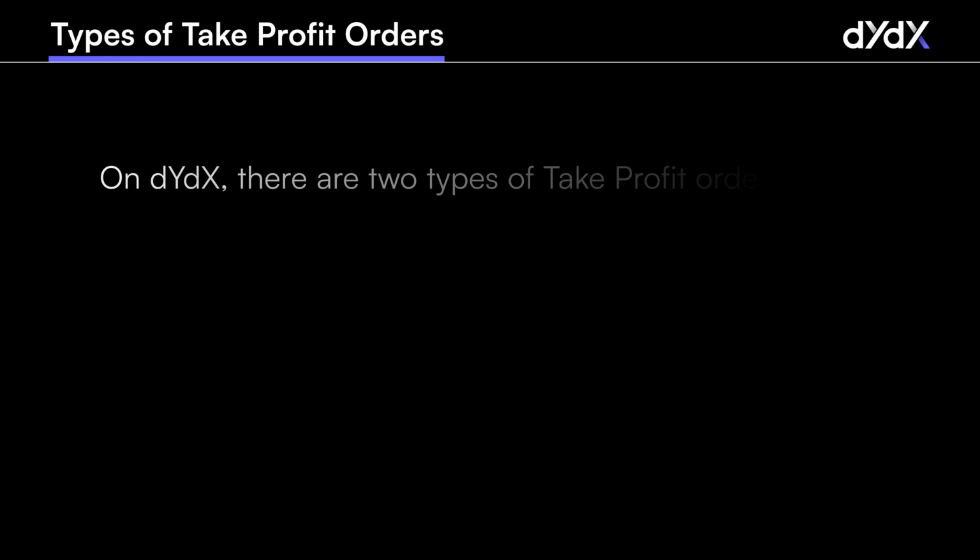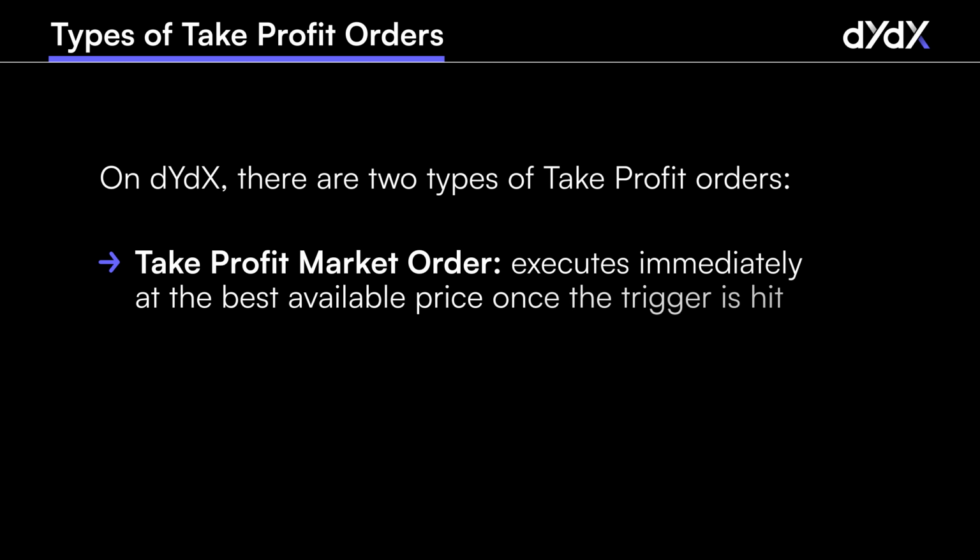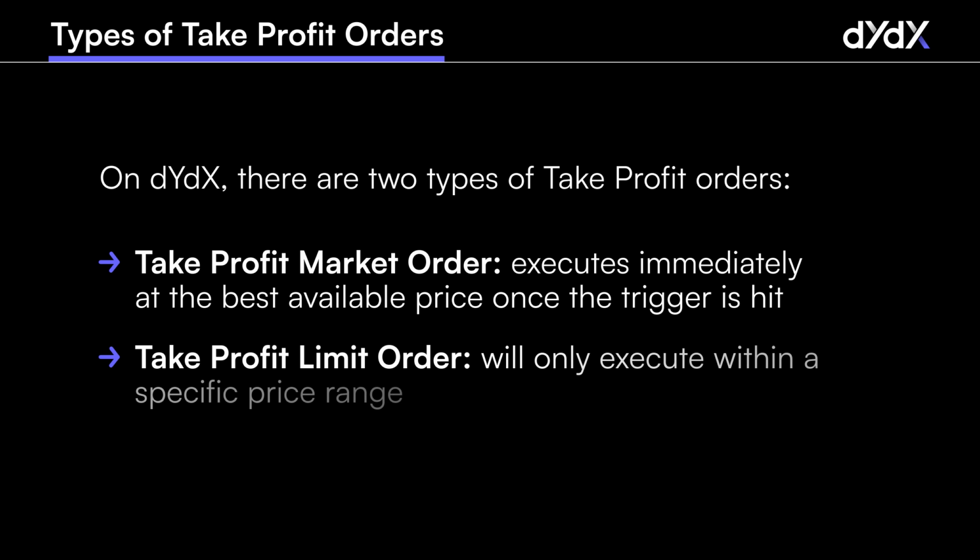On dYdX, there are two types of take profit orders: take profit market orders and take profit limit orders. A take profit market order executes immediately at the best available price once the trigger is hit. This prioritizes speed and ensures the position is closed quickly, but in fast moving markets, it may result in some slippage. A take profit limit order, on the other hand, will only execute within a specific price range. This gives more control over the execution price, but if the market moves outside of that range, the order might not fill or only fill partially.